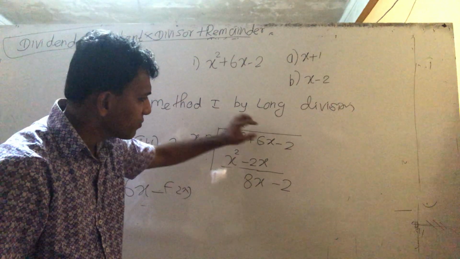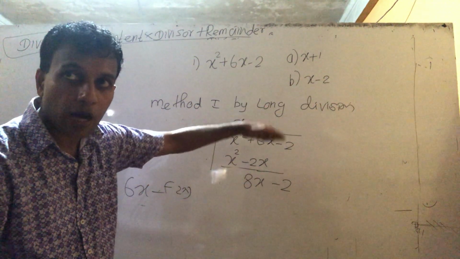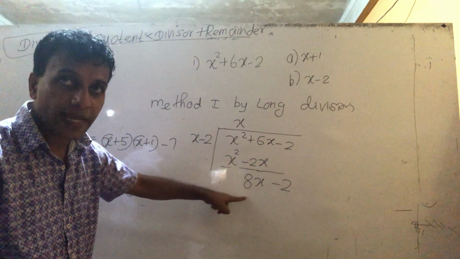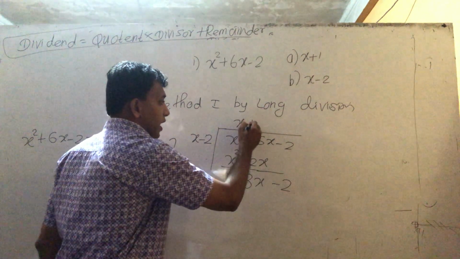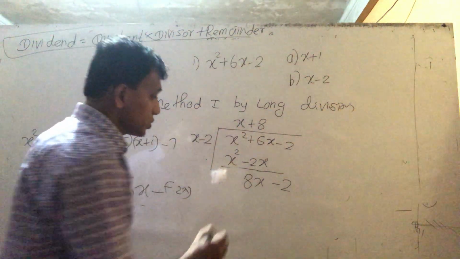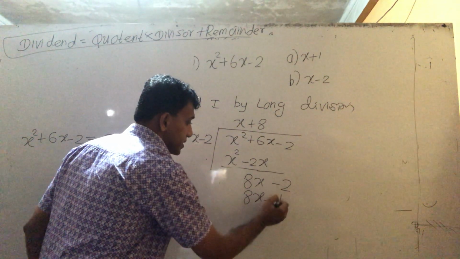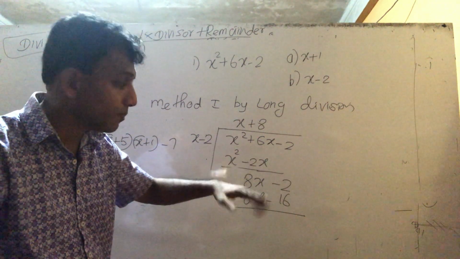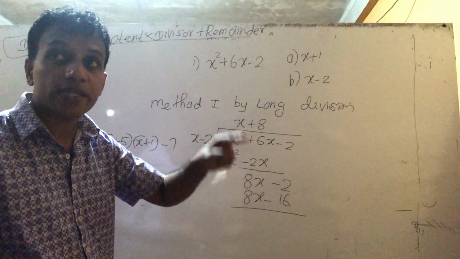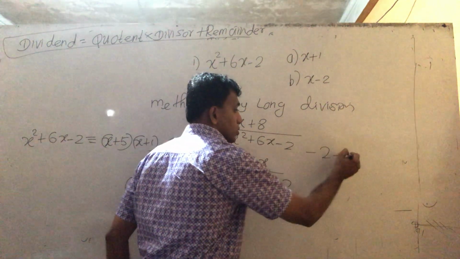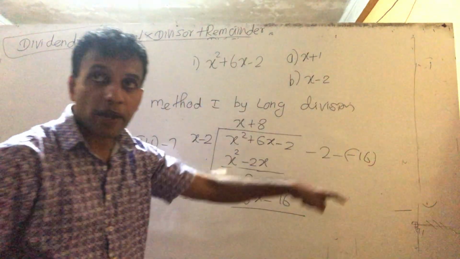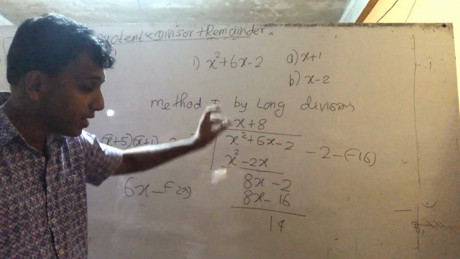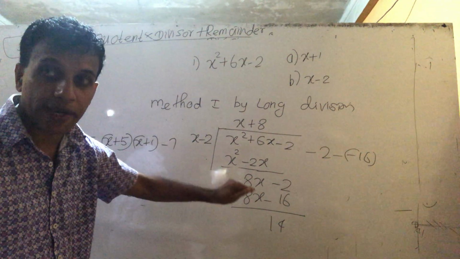Next, after showing the x value, it becomes a constant term hereafter. So write a number here. What number multiplied by 2 gives you 8x? Here x is there, therefore here 8. Then 8 times x gives you 8x, and 8 times minus 2 is minus 16. Now subtract: 8x minus 8x cancels. Minus 2 minus minus 16: minus minus is plus, therefore 14. This is the quotient, and this is the remainder, the balance.